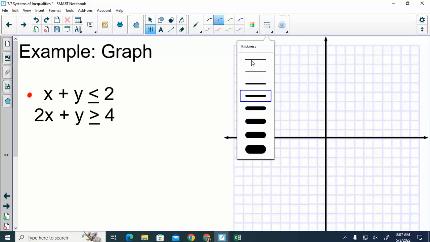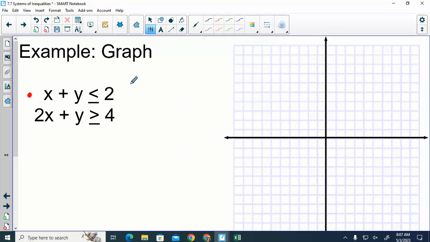Now the first one, what would you do to graph that? Yeah, if we put it in y equals mx plus b form, so that would be y less than or equal to negative x plus 2. We solve for y, so then that's a line. Y-intercept of 2, slope negative 1, so down 1 over 1. And then how do you draw the line from there? Is it solid or dashed? Do you guys remember? Solid.